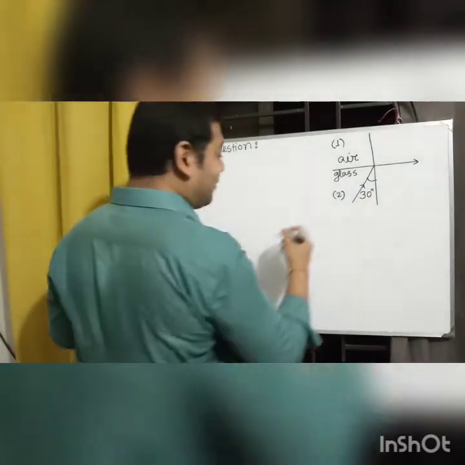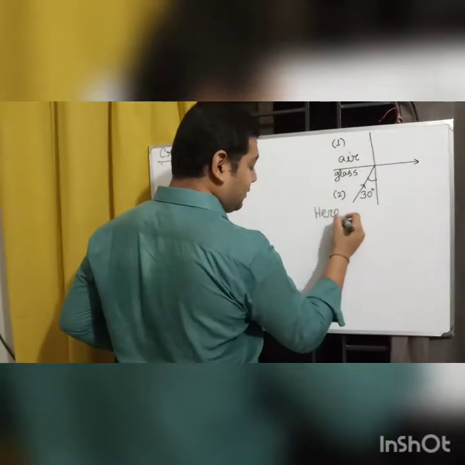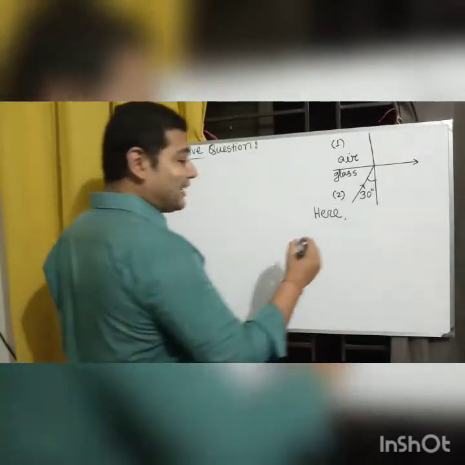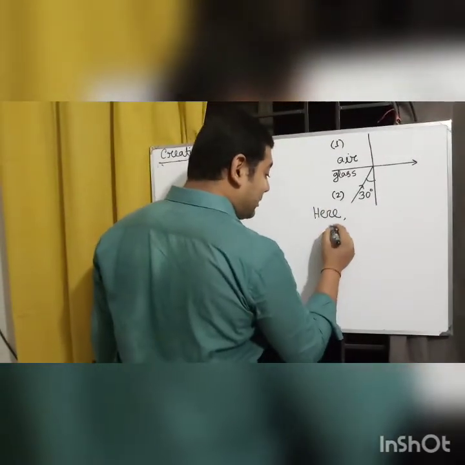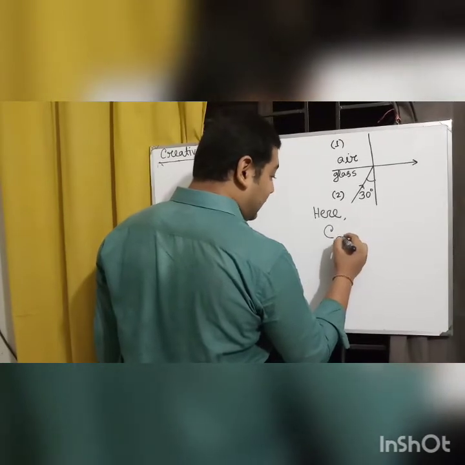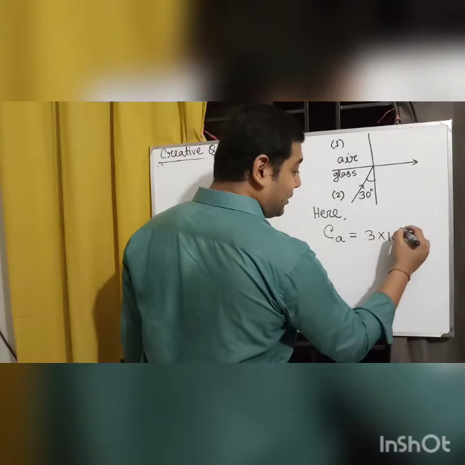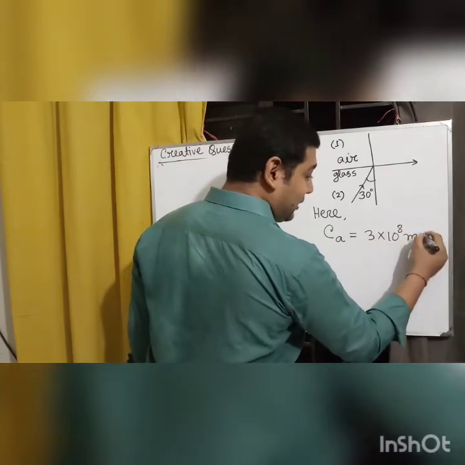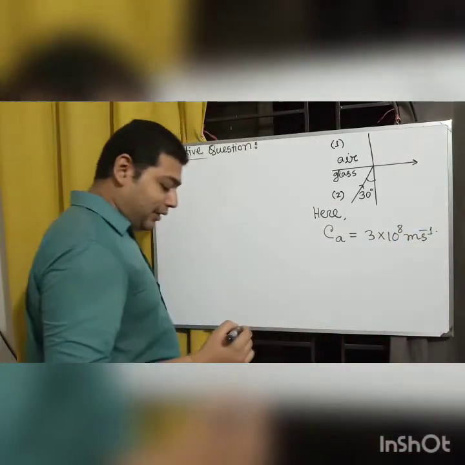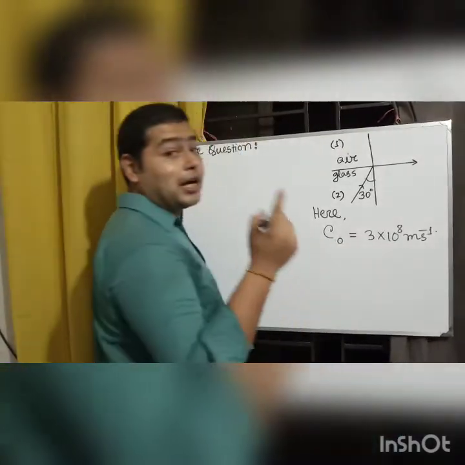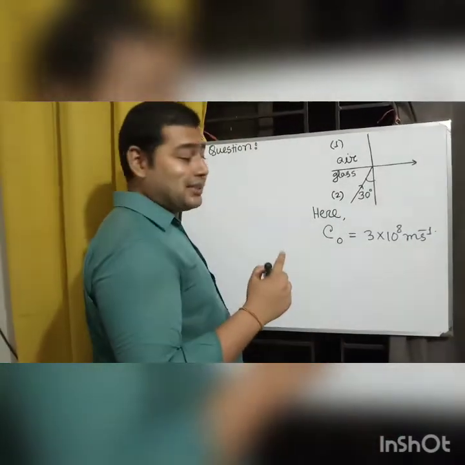So here, given the velocity of light in air medium is C_a equal to 3 into 10 to the power 8 meter per second. You can also write it as C_0, as our formula or necessary equations.